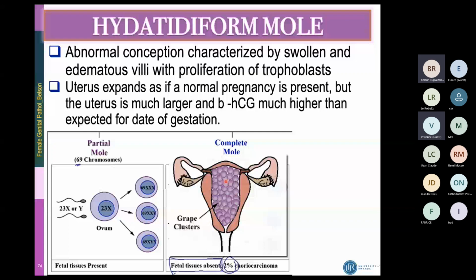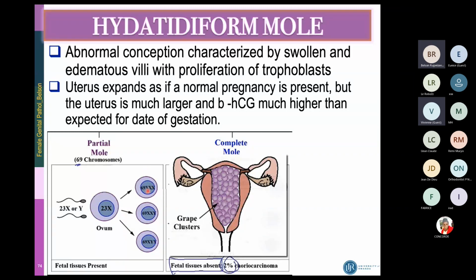Then what is the pathophysiology? We have two pathogeneses. You know that a person has 46 chromosomes, 23 from the mother and 23 from the father. So one problem that occurs is this. We have partial mole and complete mole, as you see. In partial mole, the ovum is fertilized by 2 sperm cells. So that means a partial mole pregnancy has 69 chromosomes. They can be all X, or 2X and 1Y, or 1X and 2Y. So this is what happens in partial mole.